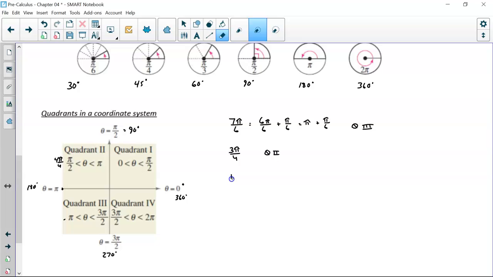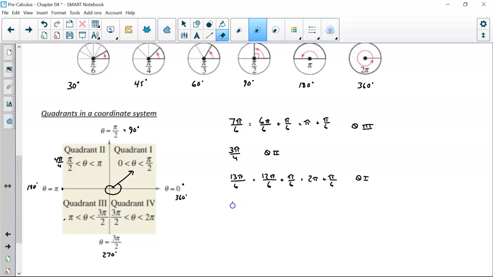If we have 13 pi over 6, we want to think about rewriting it. It's 12 pi over 6 plus 1 pi over 6. So that's 2 pi plus pi over 6. Now 2 pi takes us all the way around the circle, so we can ignore that 2 pi, and pi over 6 leaves us in quadrant number 1. We went all the way around the circle, and then we ended up in quadrant 1.